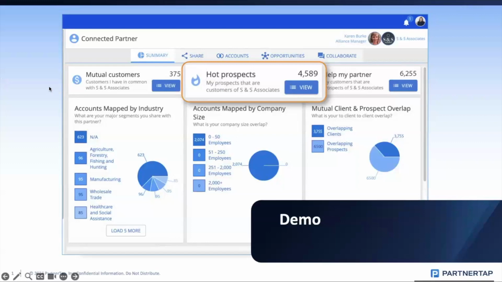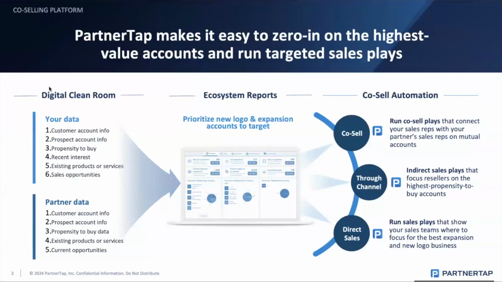In the next 3 minutes, you will get a high-level overview of the PartnerTap co-selling platform and see it in action in the product. Here's the high-level context to understand what you will see. First, our ecosystem platform is where you first add your customer, prospect, and sales data, and then bring in your partner data. PartnerTap automatically maps all this data and gives you the reports you need to zero in on the highest value accounts where your sales teams and partners should focus.